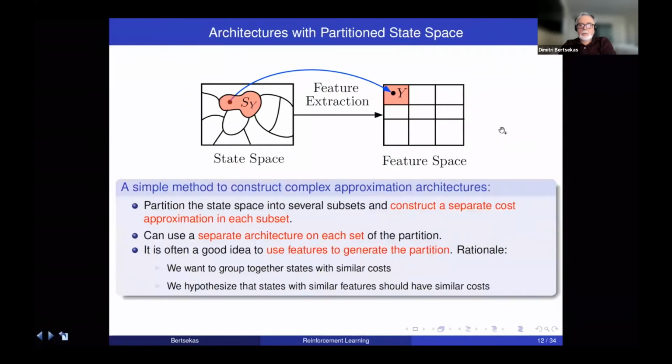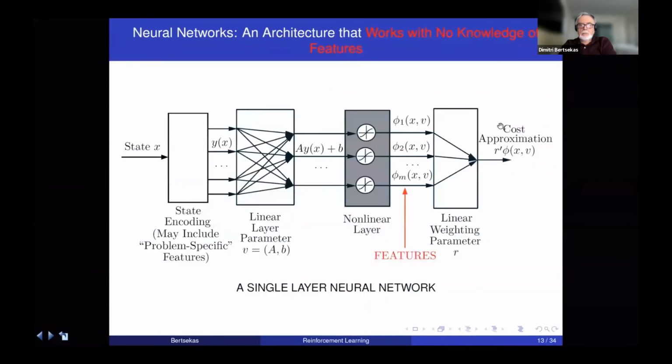I have a question. Can you go to the next slide? So y of x is a vector that encodes the state, right? I guess I don't understand why we would do this linear transformation on y of x before mapping it into a higher dimensional space. Why not just feed y of x directly into the nonlinear layer?